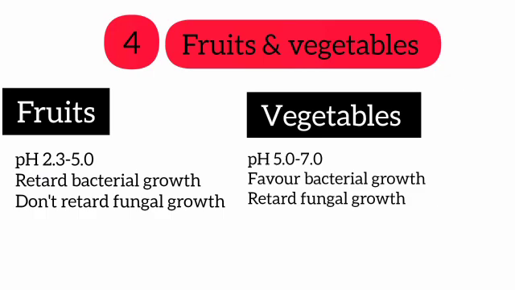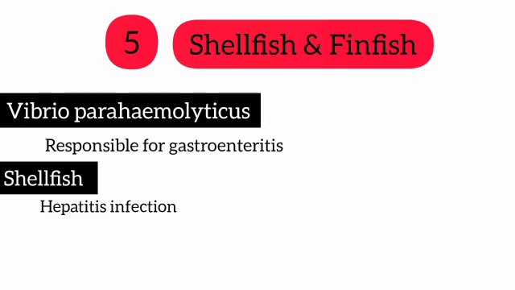As the pH of fruit is acidic, it will retard bacterial growth but does not retard fungal growth because fungi are acid lovers. As the pH of vegetable is basic, so it will retard fungal growth but does not retard bacterial growth. Shellfish and finfish.